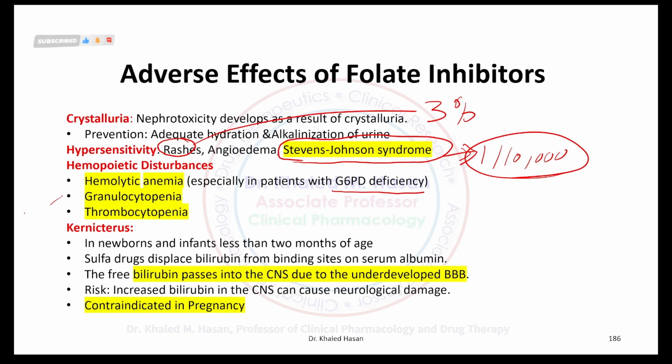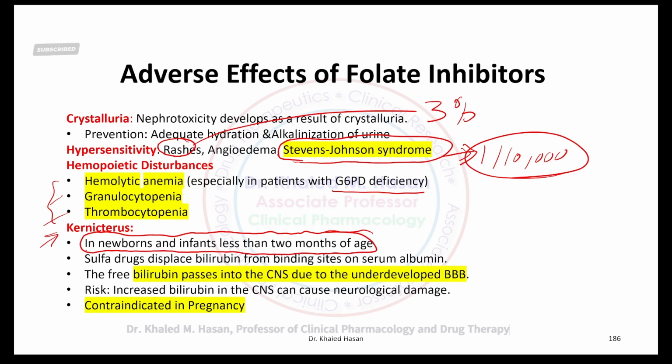Sulfonamide may cause granulocytopenia and thrombocytopenia. And if you look at this, it comes to mind that this medication may inhibit the bone marrow cells. Another important side effect happens in children and infants, newborns less than 2 months of age: kernicterus.